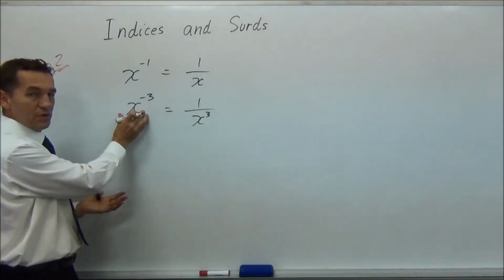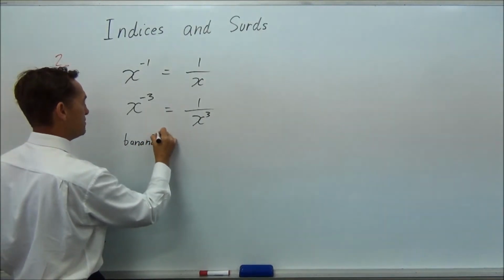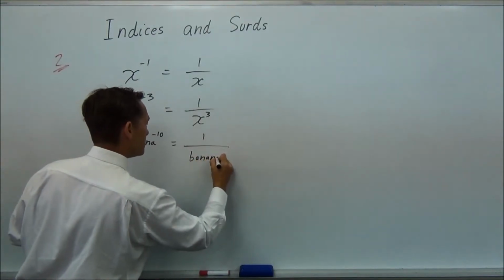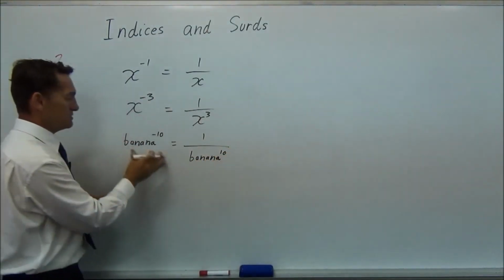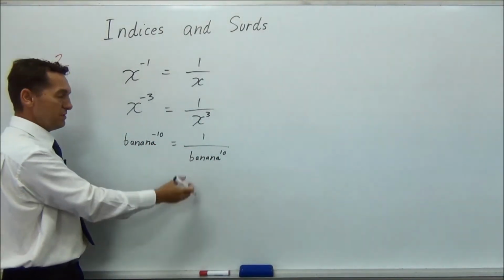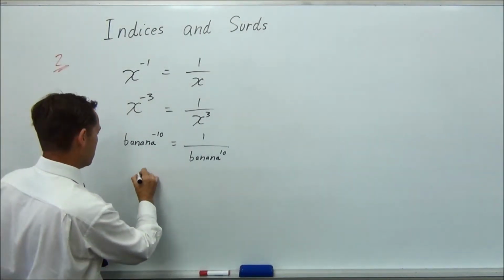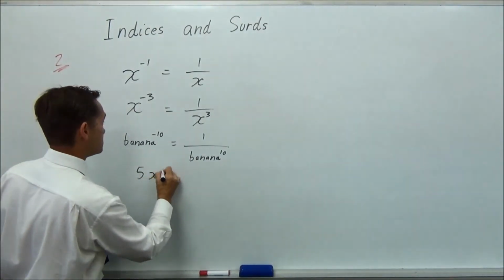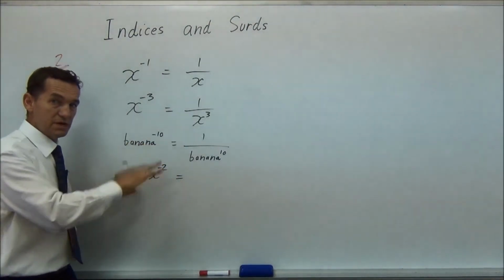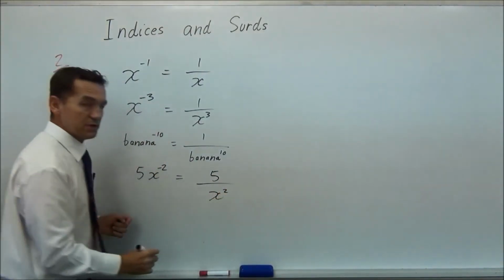And it doesn't matter what this thing is. We could have banana to the minus 10. That equals 1 over banana to the 10. So it doesn't matter what this thing is, it still goes on the bottom because that negative means 1 over. If I put a number here, so let's ignore the banana, we'll do it with a letter. So if I go 5x to the minus 2, the 5 is going to stay on top. It's not going to magically go underneath. This is going to get 5 over x squared, like that.